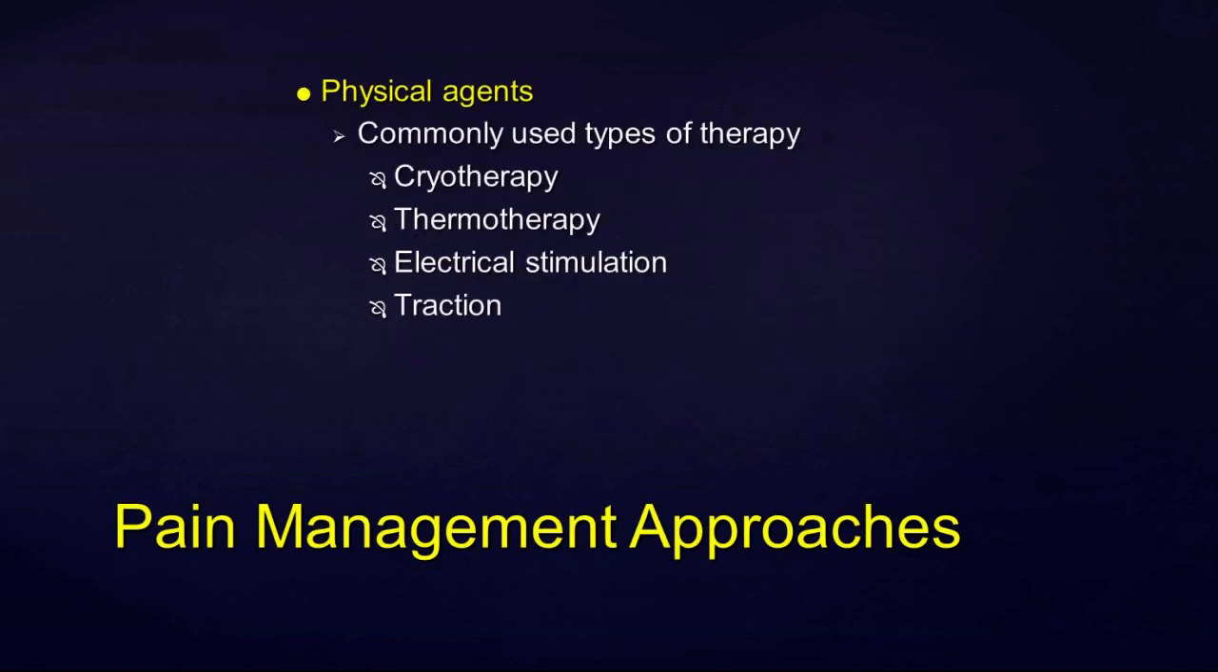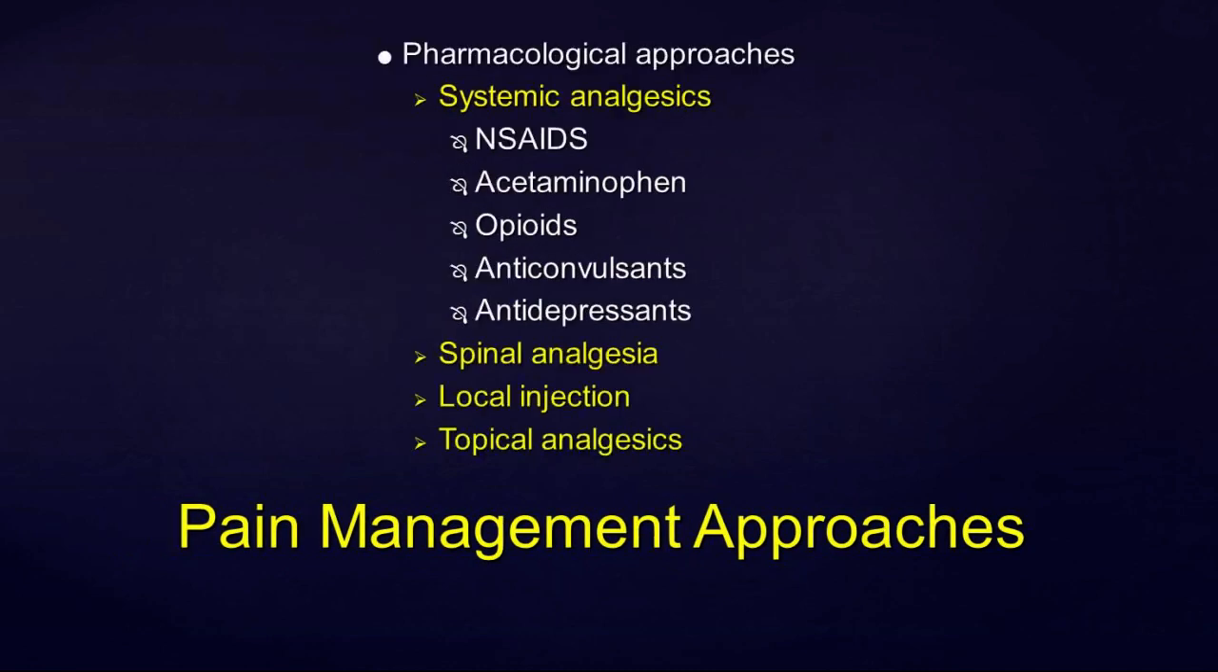So the commonly used types of physical agents in therapy, of course, are cryotherapy, cold therapies, thermotherapy, heat therapies, electrical stimulation, and traction. All of the ones that we talk about in this quarter pretty much fall into one of those categories. Some of them fall into more than one of those categories. So we'll talk about each one when we get to it.